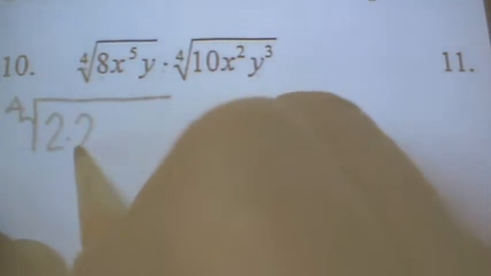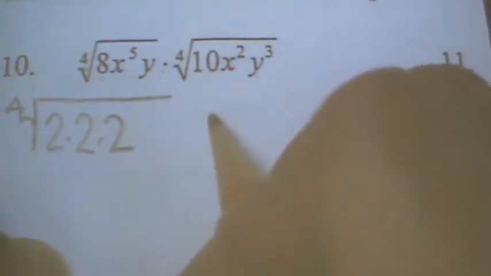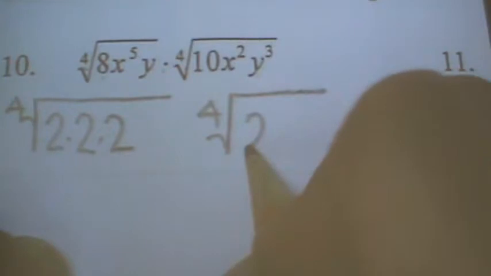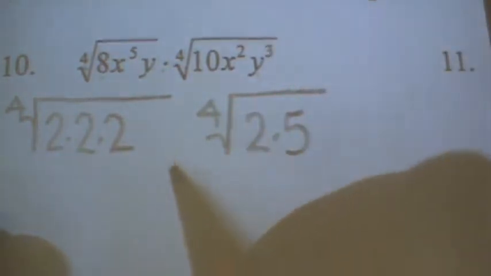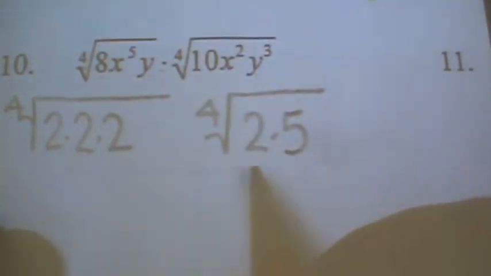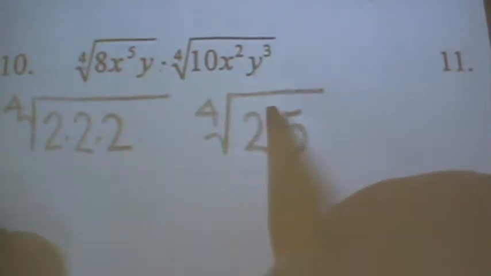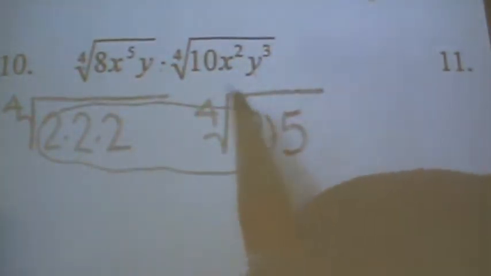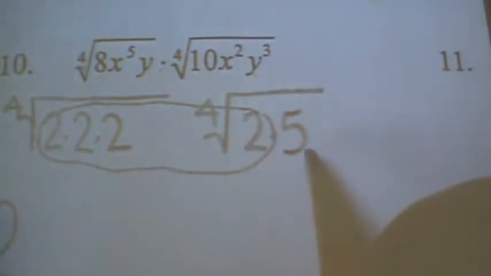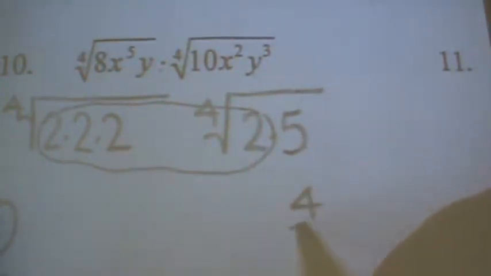All right, we are multiplying, and both indexes are a 4. So how many of a kind are we looking for? 4. How can you break 8 up? 2, 2, 2, 2. How about the 10? 5, 2. So we're looking at 4 of a kind. Do you see 4 of a kind? 2. So what comes out then? A 2. What stays? The 5.